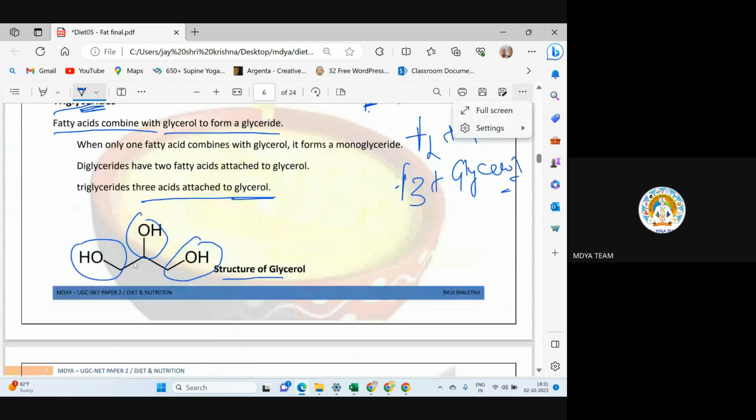Okay, this is the structure of glycerol. Fatty acids are not present in this picture. This is the structure of glycerol. One fatty acid will be connected to this point, one fatty acid to this point, and one fatty acid to this point. This is glycerol, and in this glycerol, three fatty acids will join to form triglyceride. The structure of fatty acid we already discussed. This is just the structure of glycerol. Clear? Okay.